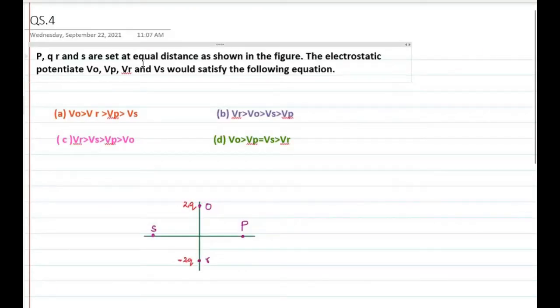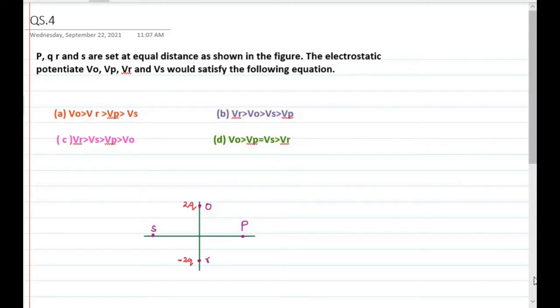If P, Q, R, S are set at equal distance as shown in the figure, the electrostatic potential at point O, then P, then R and S could satisfy the relationship. So when you look at this figure, we have charges at point O, R, P and X. So we have to find out which equation satisfies with respect to the charges.